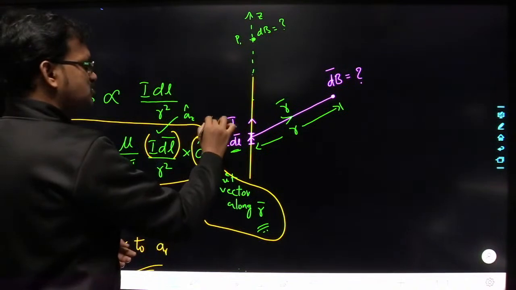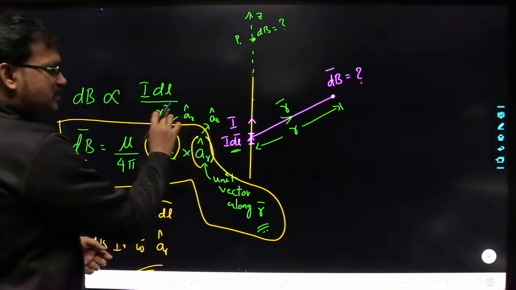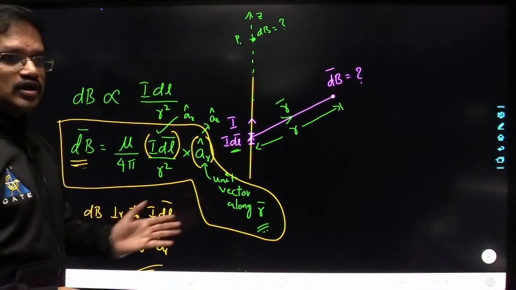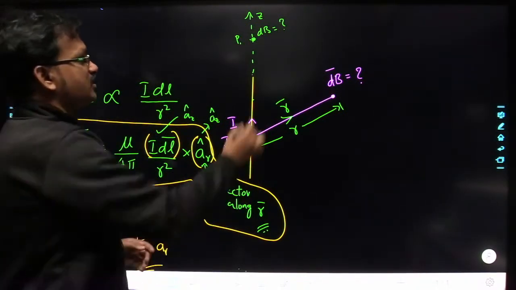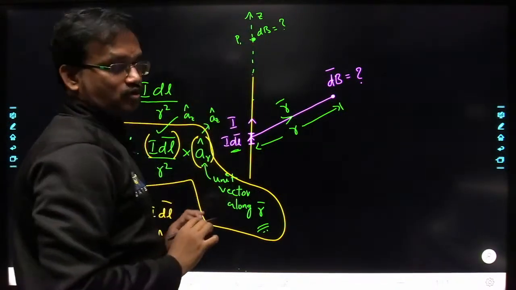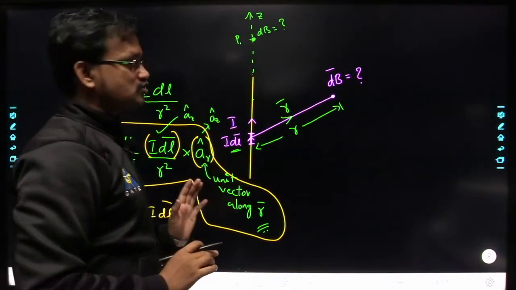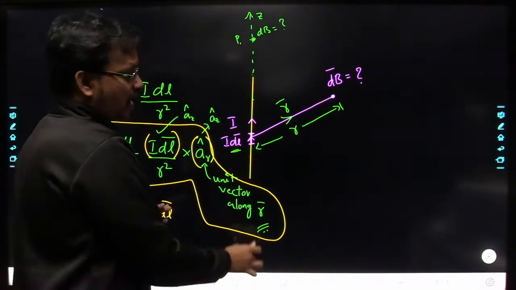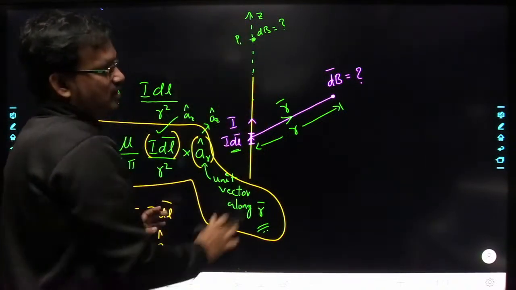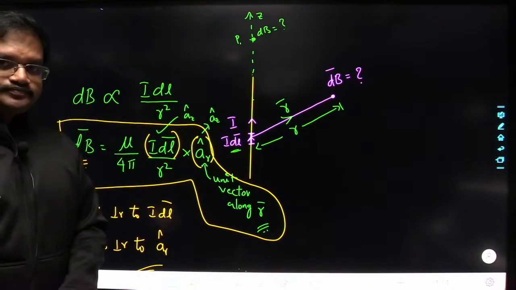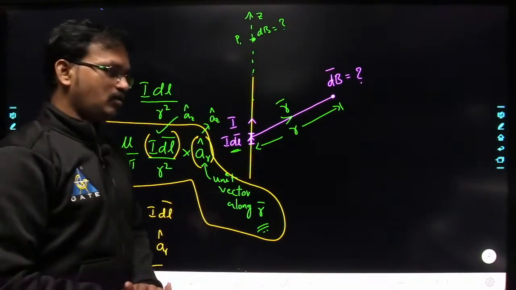So AR cap will also become what? AZ cap. Now AZ cap cross AZ cap will become what? Will become 0. So that's what I have told here. If you consider any point along the line here, then you are going to get B field as 0. Whether you consider here or here in this region, along the line, if you consider any point along the line, B field is going to be 0. Understood? So that's what I have told.